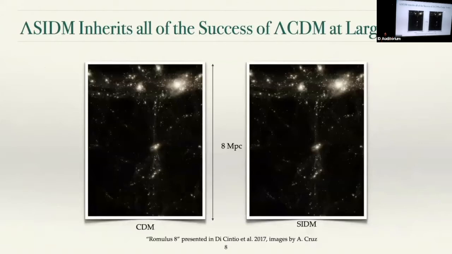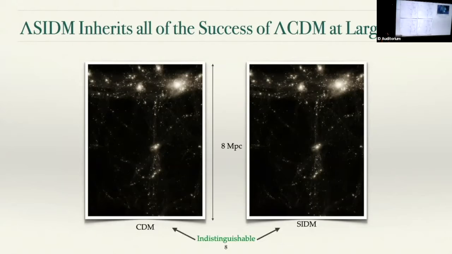And now let's think about the large scales. This is a cartoon picture showing that lambda SIDM, excuse me, inherits the large-scale success of lambda CDM. Here I'm showing a volume from Romulus 8, and this is CDM on the left, and on the right is SIDM with a cross section of 10 centimeters squared per gram. And if you look at them, you'd say, oh, they look the same, they're indistinguishable.